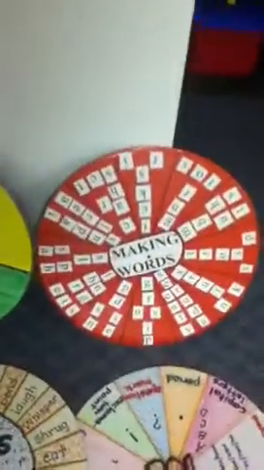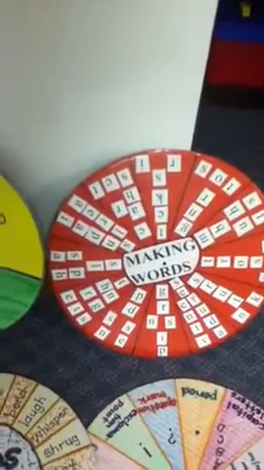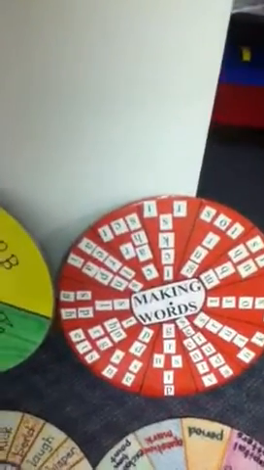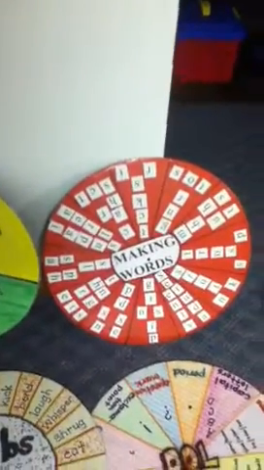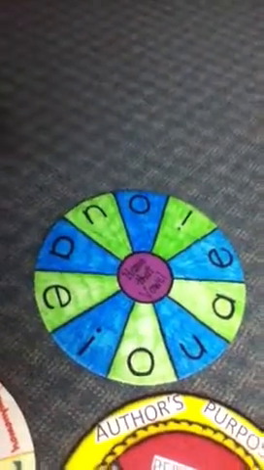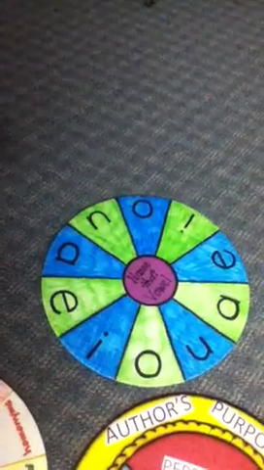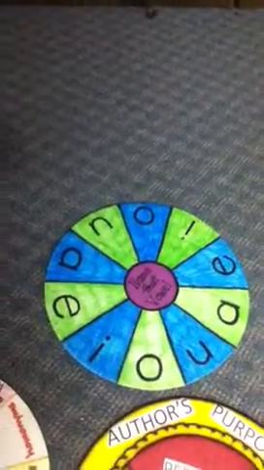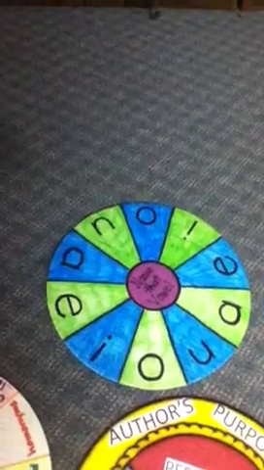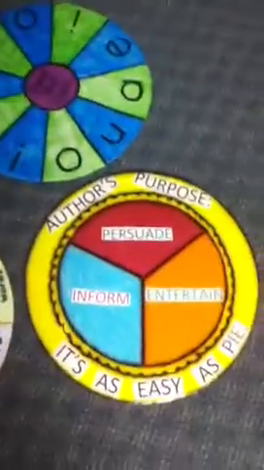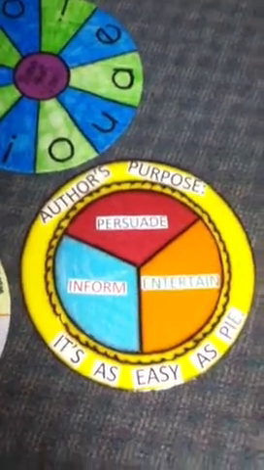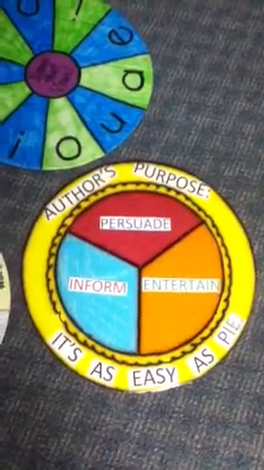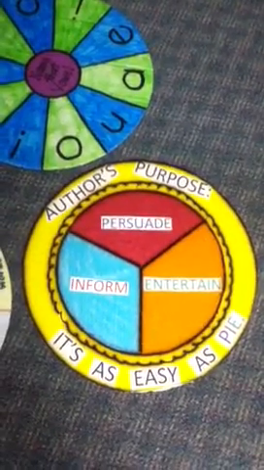Making words, this was developed by Patricia Cunningham, and each of those segments would go to make different words beginning with 2-letter, 3-letter, 4-letter, 5-letter, etc. Name that vowel. On this particular one, we give it a spin, we say what the vowel is, or we could find words that have that particular vowel sound in it. The next one has to do with writing, author's purpose. It's as easy as PIE, standing for persuade, inform, and entertain.